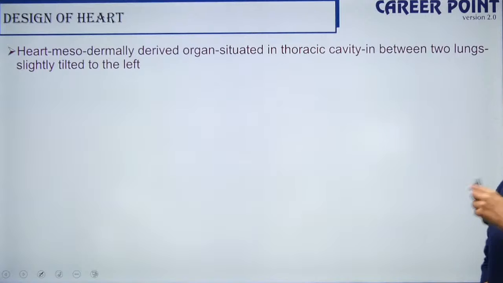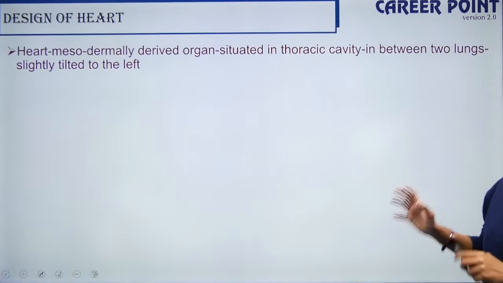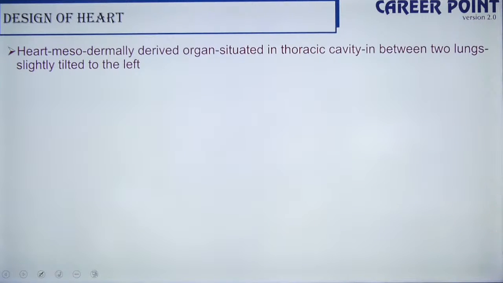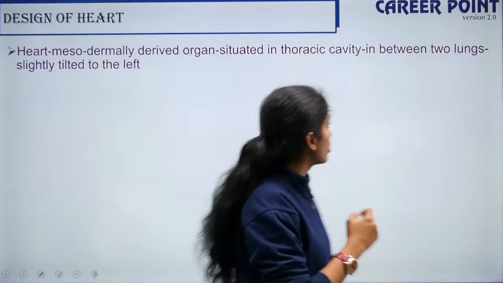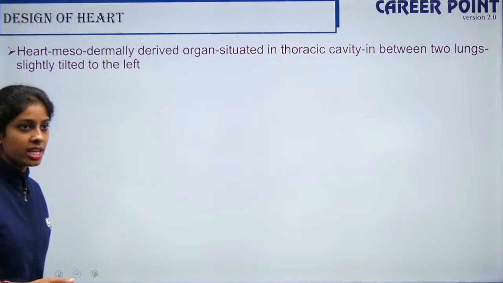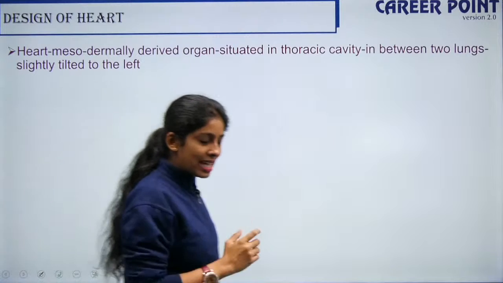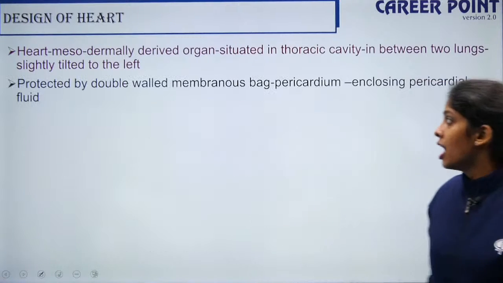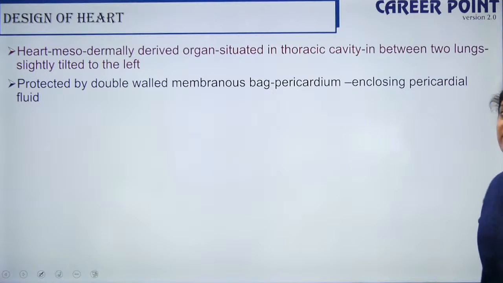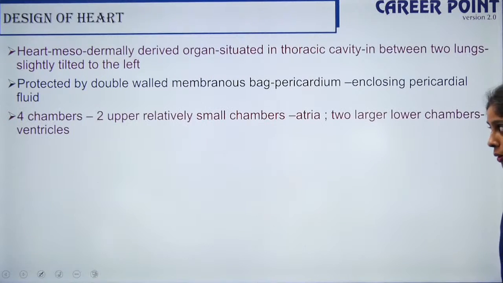So whatever I told you is written in the form of sentences. Let's read the sentences once. The heart is mesodermally derived, so it is situated in the thoracic cavity in between the two lungs, but it is slightly tilted towards the left. It is protected by a double-walled membranous bag, the pericardium, which encloses the pericardial fluid.